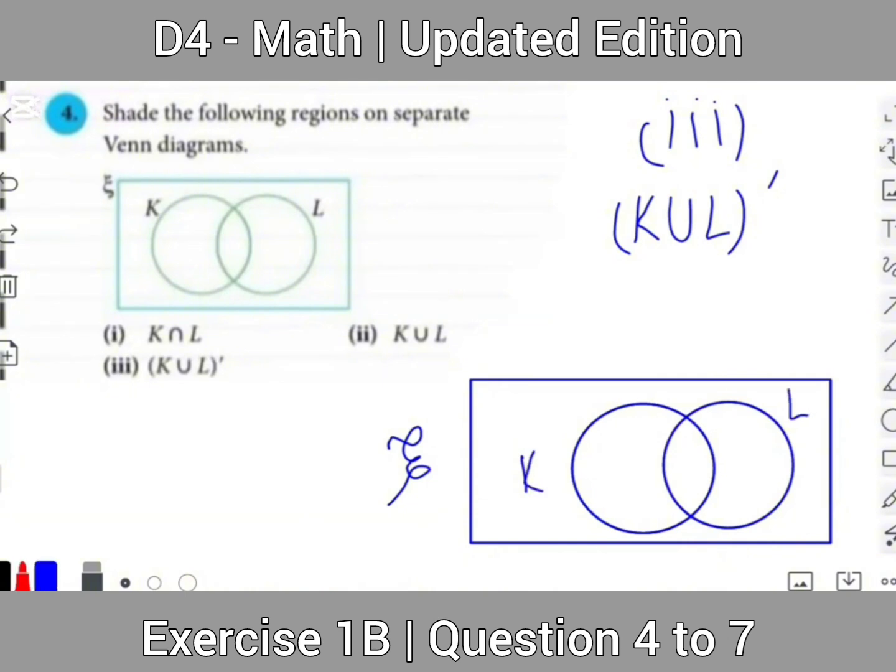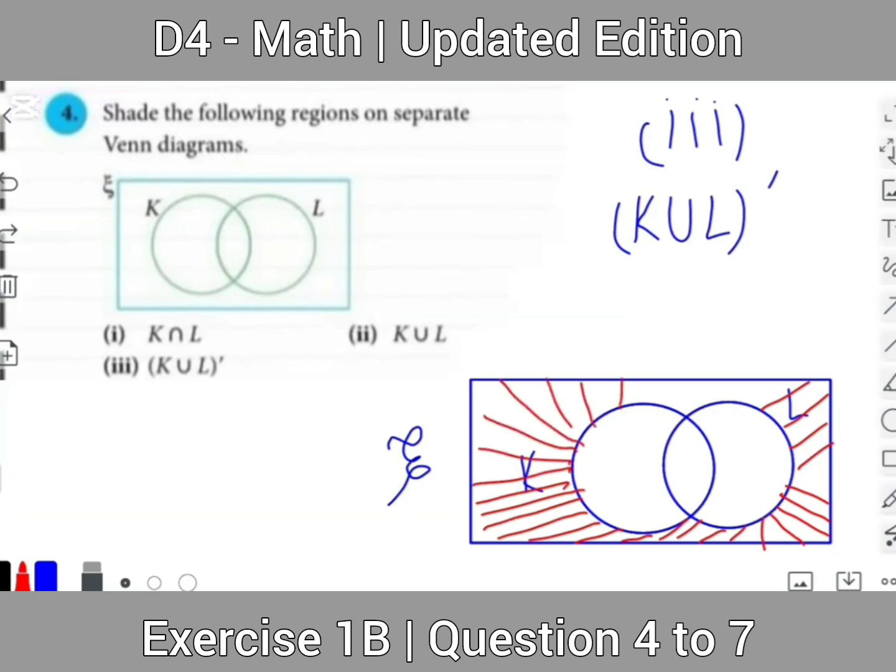And now we will shade the region for the set η, excluding the region for K union L. Since in the second part, we have seen the region that we are excluding now is the region for K union L. So this is the Venn diagram representation for (K union L) complement. This is the region that belongs to the set η but does not belong to the set K union L.